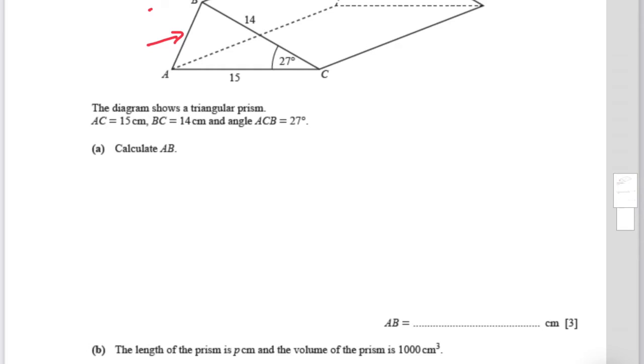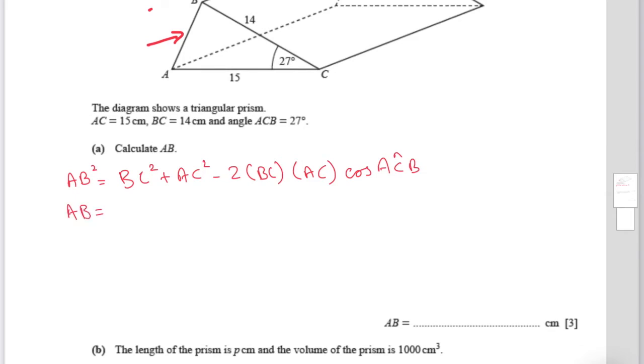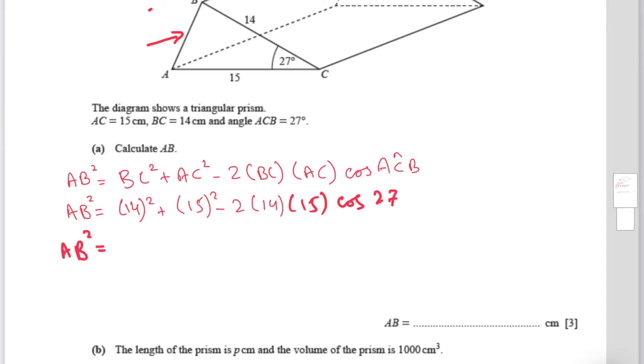So the cosine rule says that AB squared is equal to BC squared plus AC squared minus 2 times BC times AC cos ACB. So let's plug in the values now. Since we're trying to look for AB, we keep that as it is. So BC is 14, so 14 squared, plus AC is 15, so 15 squared minus 2 times 14 times 15 cos 27. Okay, now let's plug all these numbers into the calculator and let's see what we get.